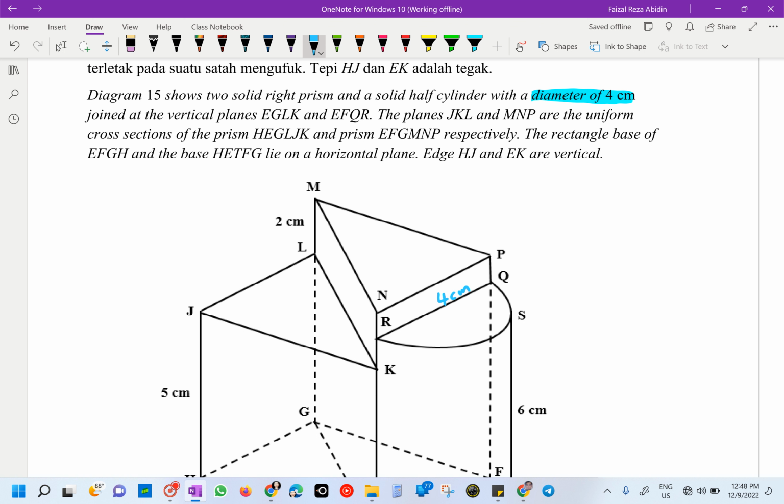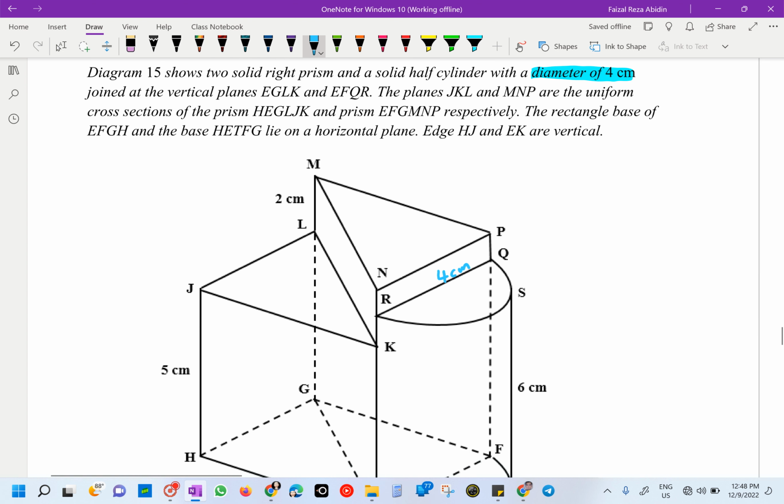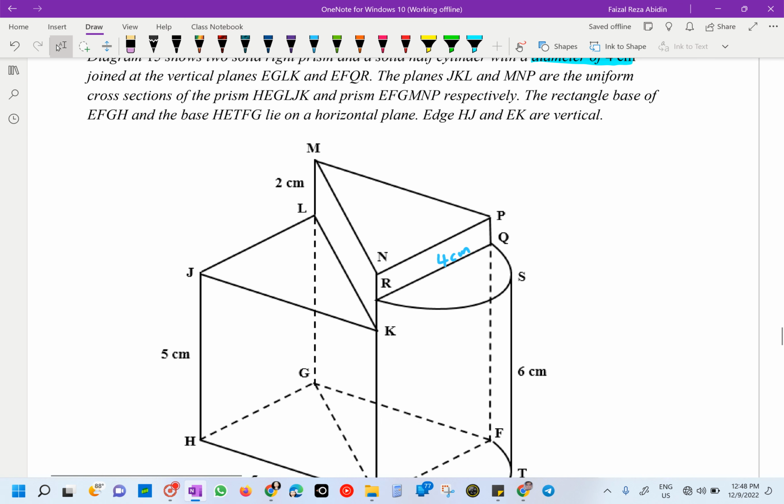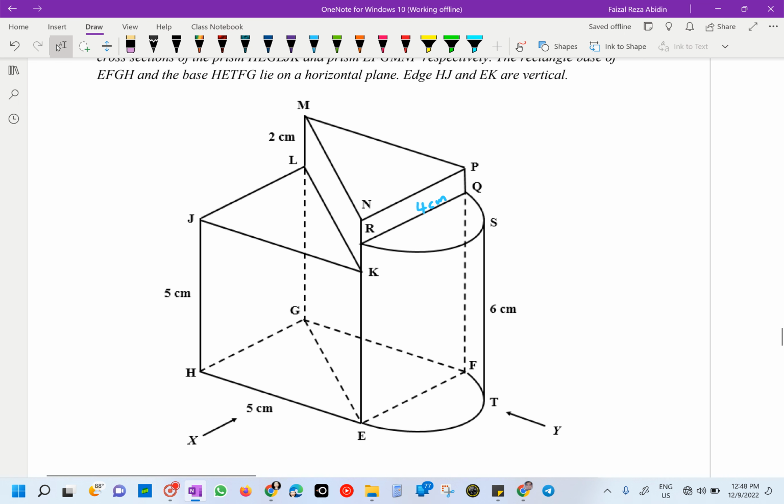Okay, joined at the vertical planes EGLK and EFQR. The planes JKL, MN and P are the uniform cross-sections of the prism HEG, LJK and prism EFGM and P. Okay. How many prisms do you have over here? 2 prisms only.